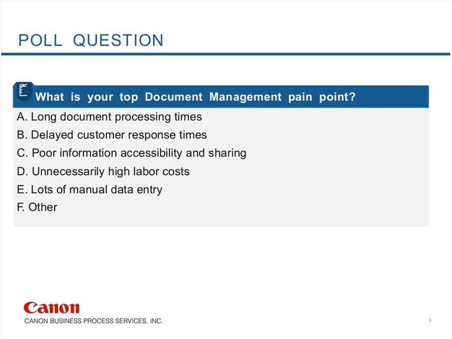Okay. All right, well, Gary, according to what we're seeing here, we're seeing for the most part lots of manual data entry at 50%, and then the next one is poor information accessibility and sharing at 28%. Are you surprised by that? Yes, just a little bit.